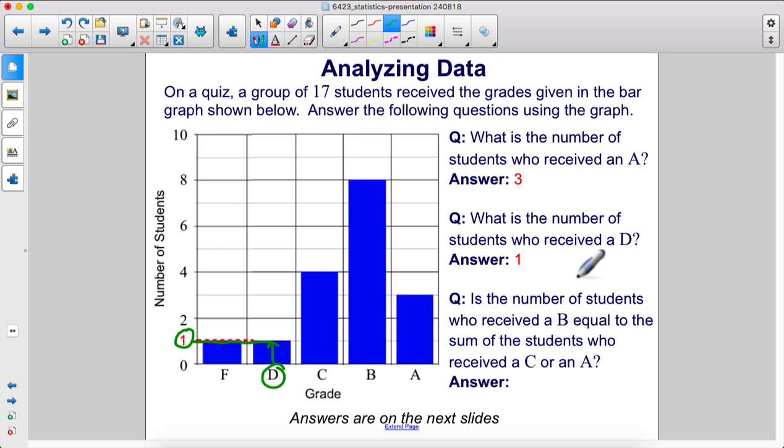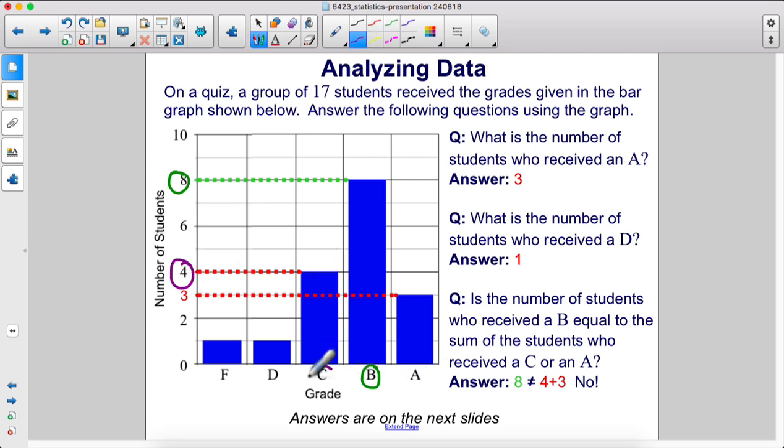Is the number of students who received a B equal to the sum of the students who received a C or an A? Okay, so the number of students who received a B is 8. The students who received a C is 4, and the students who received an A is 3. 3 plus 4 is 7, which is not equal to 8. Therefore, the answer here is no.